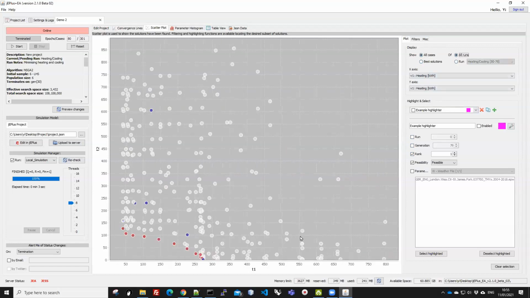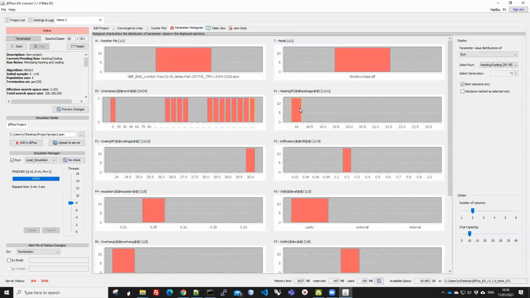So does it make sense so far? Yeah. Okay. Now, can you see there's a problem? Because all our designs have a heating set point that's 18 and a cooling set point that's 30. Can you see any problem in a realistic sense?